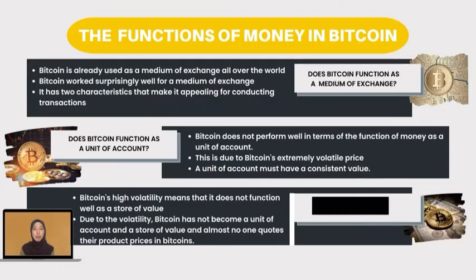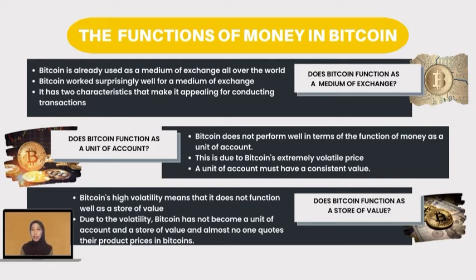Okay, next, does Bitcoin function as a medium of exchange? The answer is yes. Bitcoin works surprisingly well as a medium of exchange. It has two characteristics that make it appealing for conducting transactions. First, the fees associated with Bitcoin transactions are significantly lower than those associated with credit and debit cards. Second, Bitcoin transactions can be made anonymous, which is very appealing to those who want to maintain their privacy.